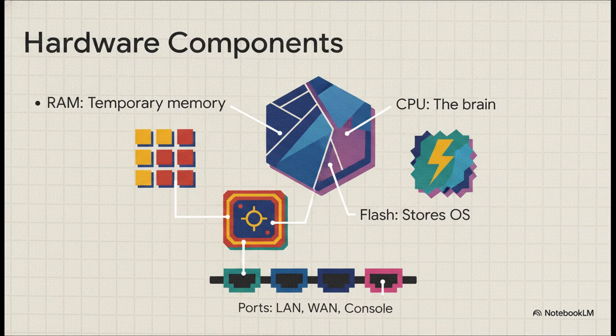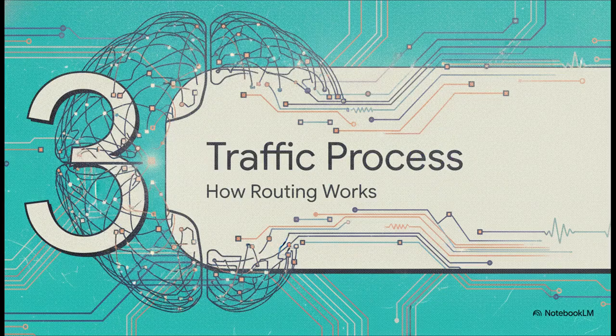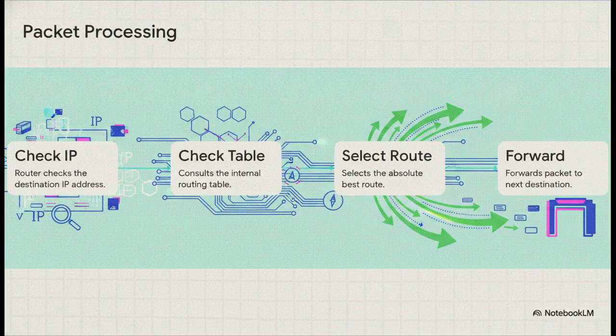And finally, the physical interfaces, or ports. You've got LAN ports for your local stuff, a WAN port connecting to the wider internet, and a console port for direct, hands-on management. That brings us to section 3, routing and traffic process. Hardware is cool, but how does the software work? How does the brain actually handle the crazy volume of data flying through it every single second?